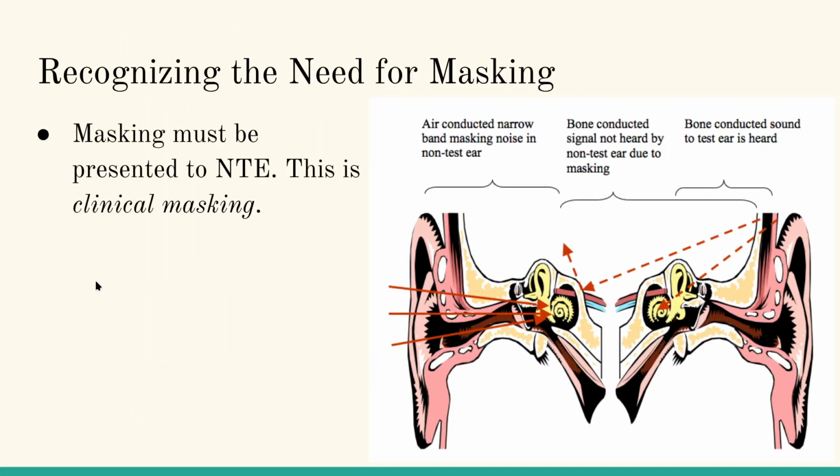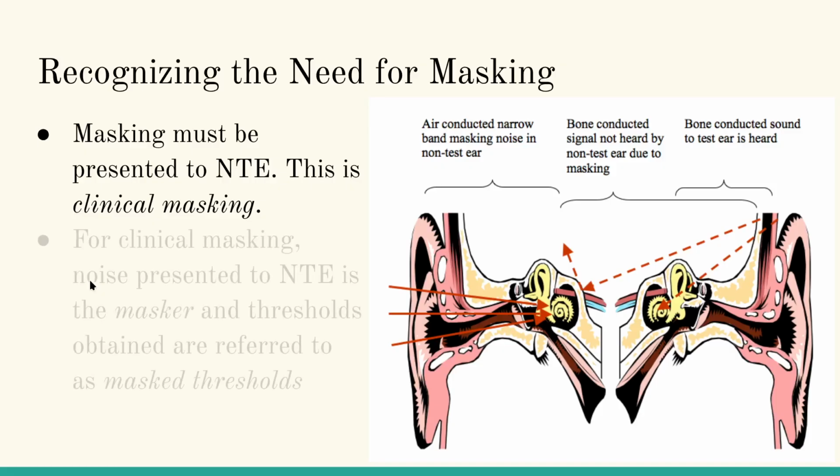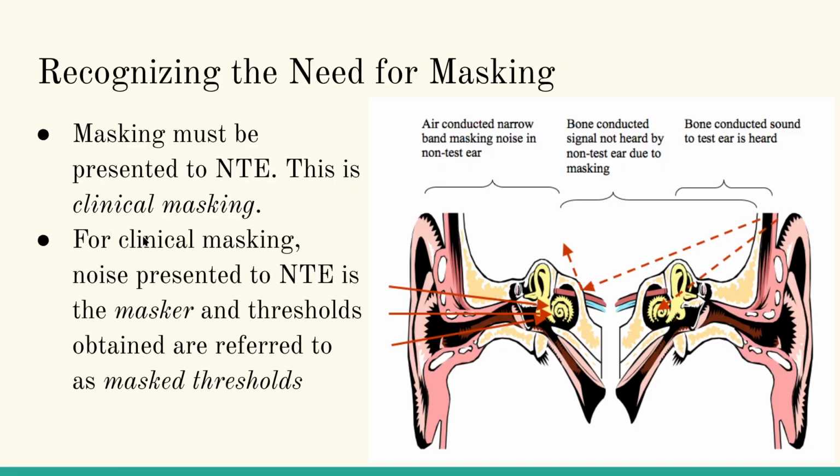So masking must be presented to the non-test ear. This is called clinical masking. For clinical masking, noise presented to the non-test ear is called the masker, and the thresholds obtained are referred to as masked thresholds. We have air conduction narrowband noise in the non-test ear. The bone-conducted signal is not heard by the non-test ear due to the masking, and then the bone-conducted sound is heard by the test ear. That's the ideal scenario for bone conduction masking, which is by far the most common type of masking.